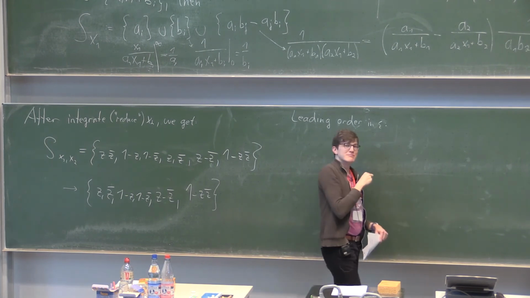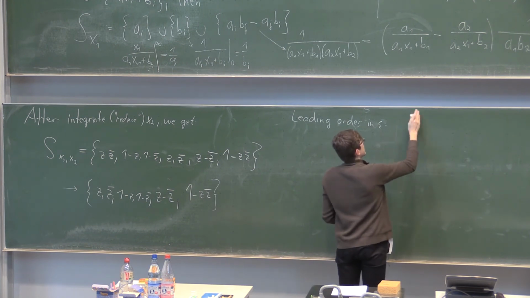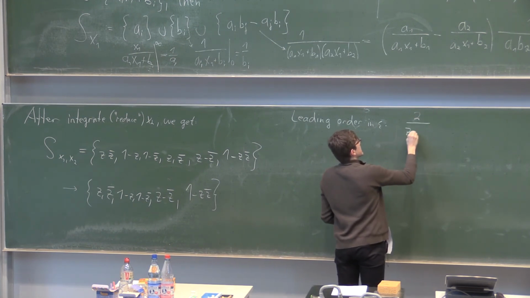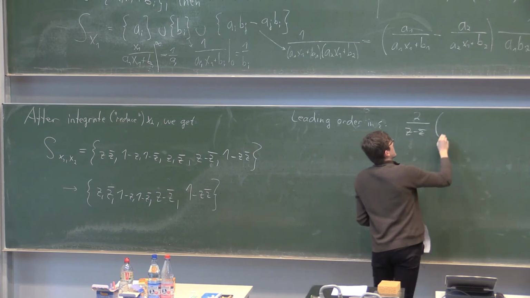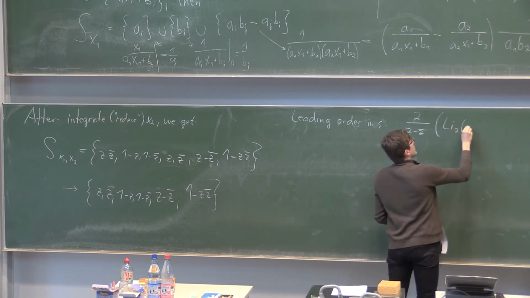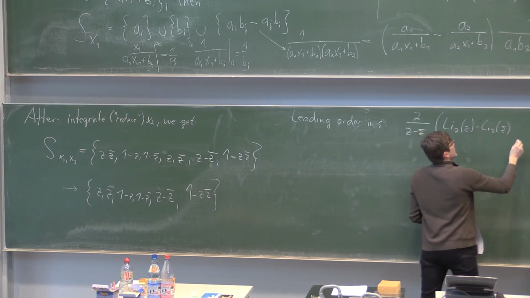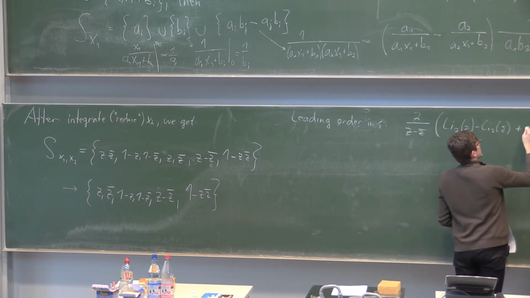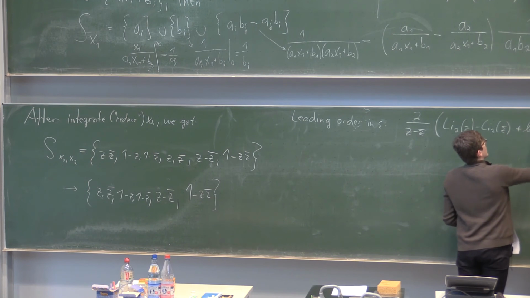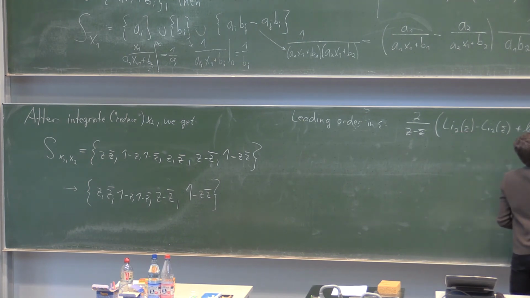Anybody remembers? We had something like 2 over z minus z bar, and then we had some dilogarithm and its imaginary part. And then, I never know, there was a plus or a minus, log of the absolute value of z times log of (1 minus z) over (1 minus z bar). I think it was something like that.